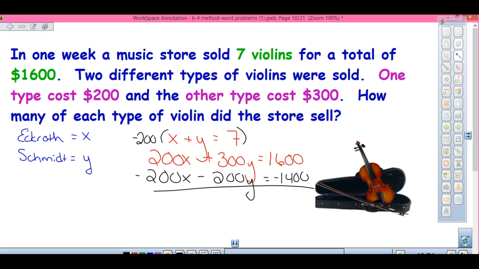Okay, so what happens to my x's? They cancel. What do I have for y's? So 100y equals 200. Divide by 100. Y equals 2. Okay, what does y stand for? The Schmidt violins, yep. So how many Schmidt violins did we sell? We sold 2 Schmidt violins. So how many Eckroth violins did we sell? 5. Because we sold a total of 7 violins.